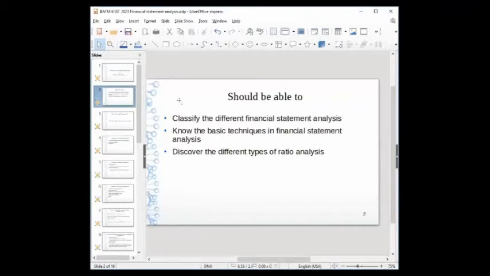Our discussion learning outcomes are: one, to classify the different financial statement analysis; next, to know the basic techniques in financial statement analysis; and the last one, to discover the different types of ratio analysis.